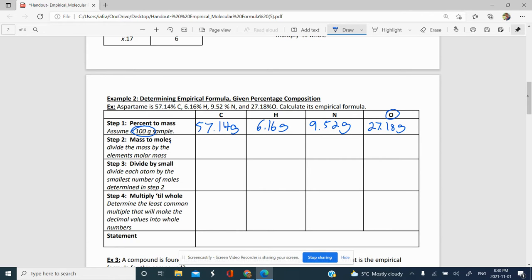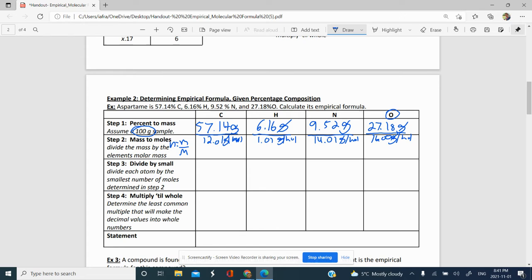Now we have to do our mass to moles. So remember, that's simply moles is equal to mass over molar mass. I'm going to do that pretty quickly here. I'm going to divide this by the molar mass of carbon, which is 12.01 grams per mole. Cross out grams, and you're left with moles. I'm going to divide this by the molar mass of hydrogen, which is 1.01 grams per mole. Cross that out and you get mole. I'll divide this by the molar mass of nitrogen, which is 14.01 grams per mole. Cross out grams, and you're left with mole. And divide this by the molar mass of oxygen, which is 16.00 grams per mole. Cross this out, and you get moles.